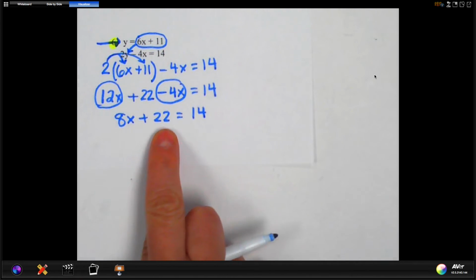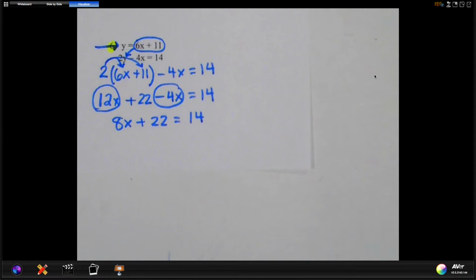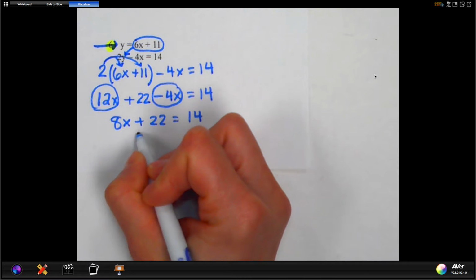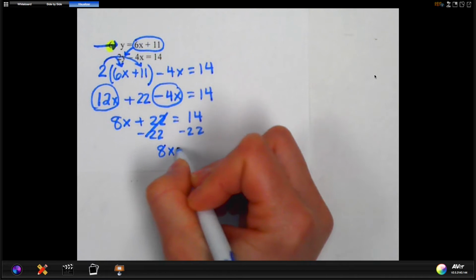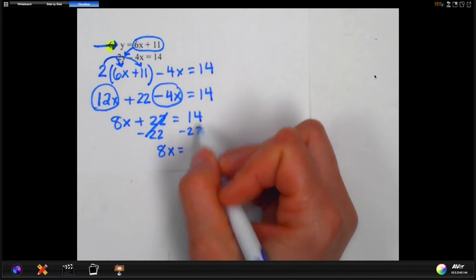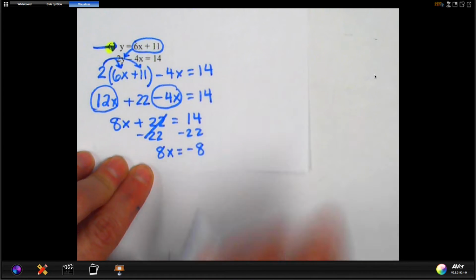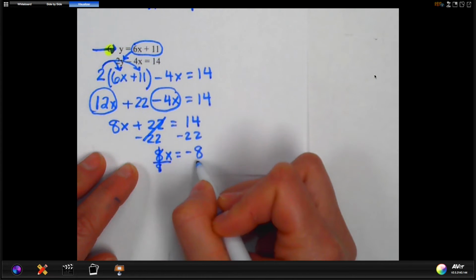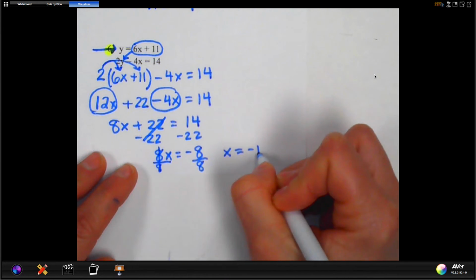Now again, we only have 3 parts and only one of them has an x. So we're going to solve it the way we always do. We're going to start by either adding or subtracting and end by dividing. So we're going to start with this add 22. We're going to undo that by subtracting on both sides. So that gives me 8x that I brought down here. 14 minus 22 is going to give me negative 8. And then my last step is to divide by the 8 that's next to the x. Cancel that. Divide over here, negative 8 divided by positive 8, x equals negative 1.